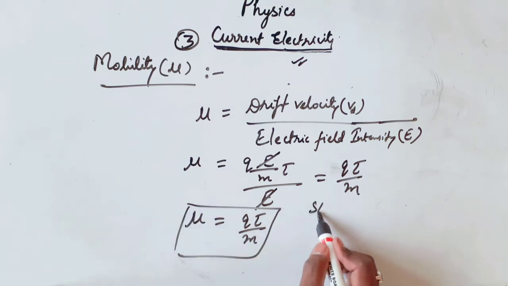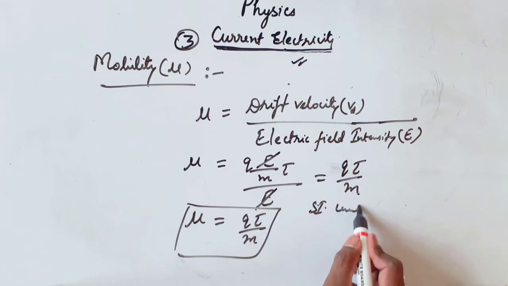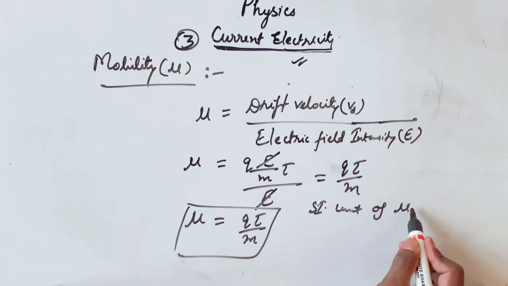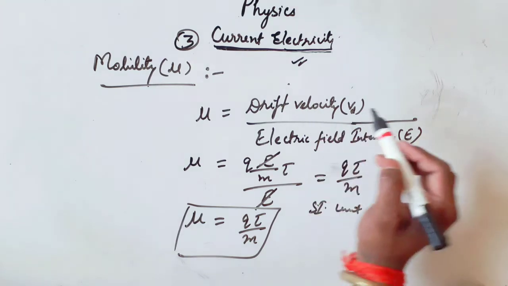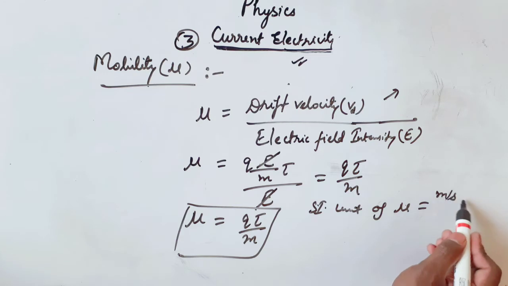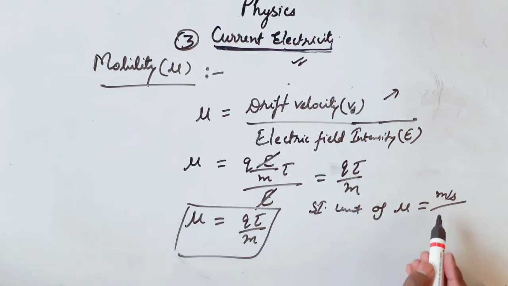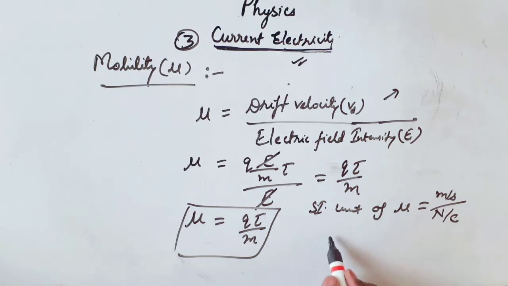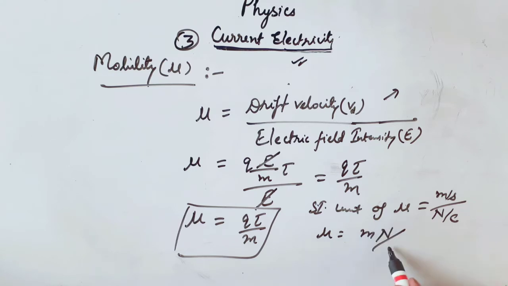What is the SI unit of mobility? It is represented by mu. What is the SI unit of drift velocity? It is meter per second, and the SI unit of electric field intensity is newton per coulomb. So the SI unit of mu will be meter into coulomb per newton second. This will be the SI unit of mobility.